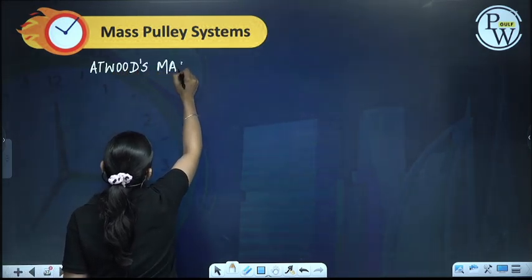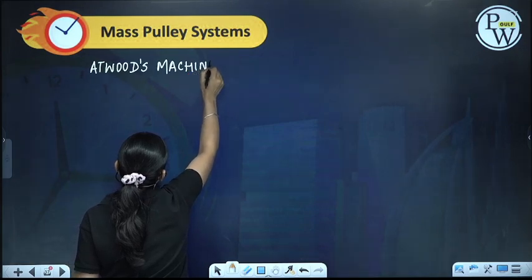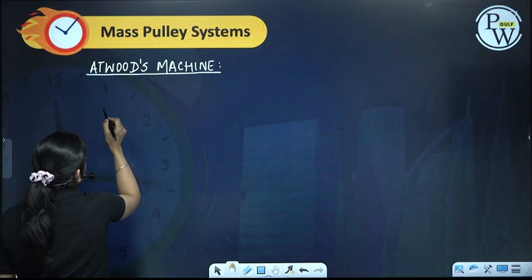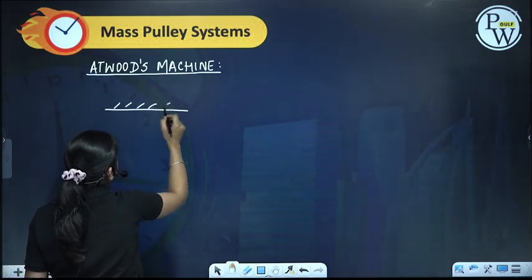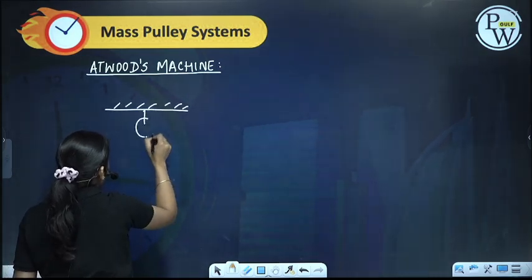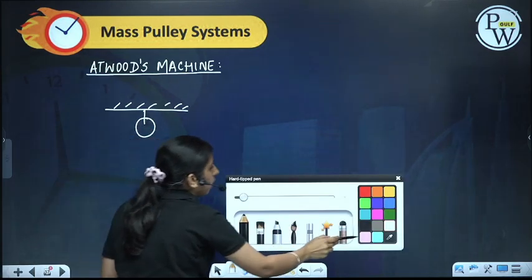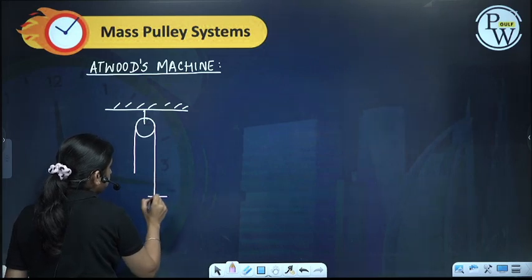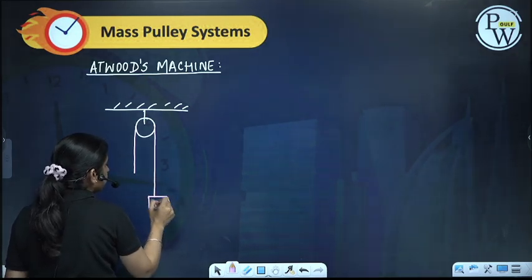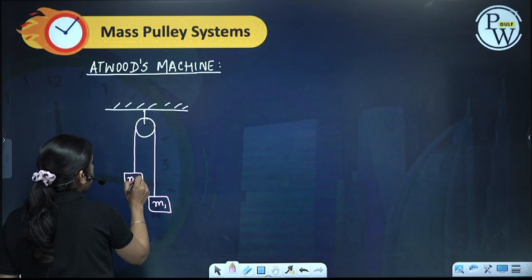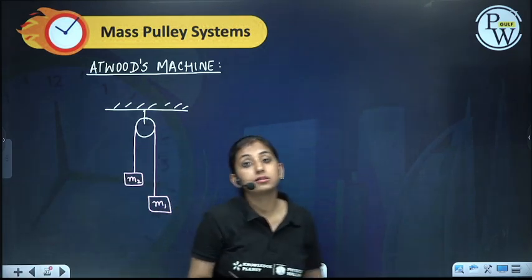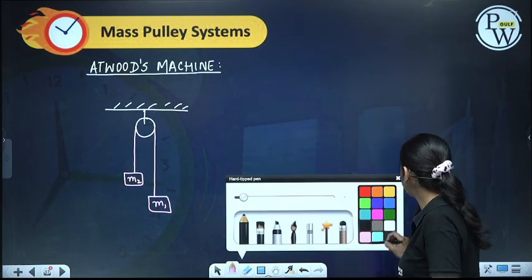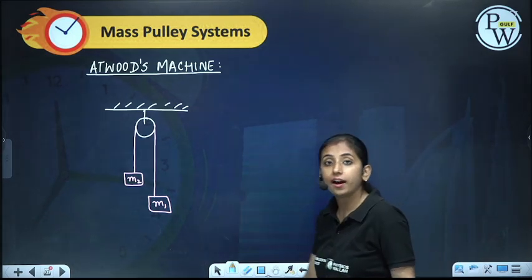Okay, first system is our Atwood's machine. Now what is an Atwood machine? If we have a massless pulley, and on this massless pulley we have two masses M1 and M2 hanging by an ideal massless string. Okay, this is a massless pulley and masses are hanging on this pulley with the help of an ideal string.